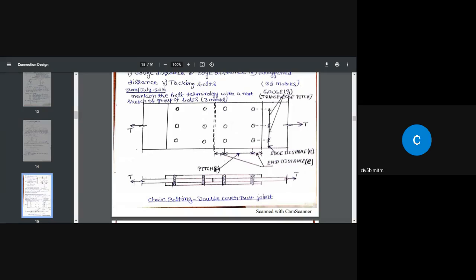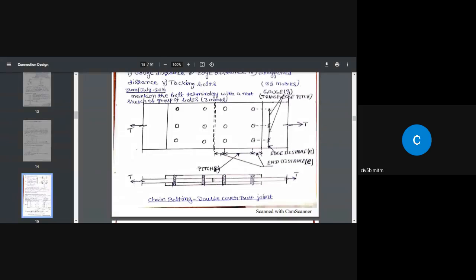If you go to 10.2.3.2, it says if a member is subjected to tension, the maximum spacing you can give is 16 times T, where T is the thickness of the thinner plate, since sometimes you need to connect two plates of different thicknesses, or 200 millimeter, whichever is smaller. That is going to be the maximum spacing of the bolts, that is the maximum pitch. And we can safely apply the same rule for the transverse pitch or the gauge. Okay, you remember that much?